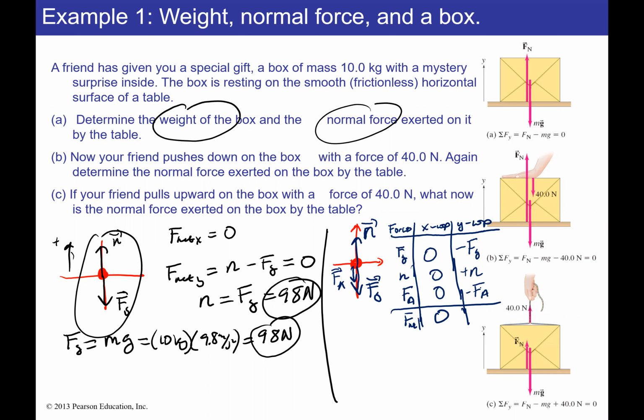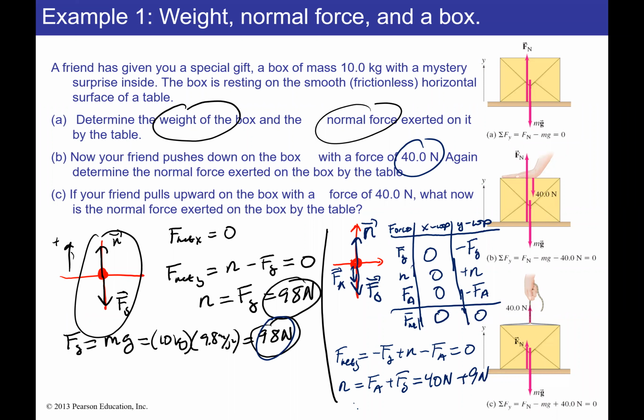But think about the box: if you're pushing the box and it's still not accelerating, that means net force is still 0. So F net in the y direction equals negative F of G plus normal force minus F of A equals 0. Now, what is the normal force? It equals F of A plus F of G. F of A we're given as 40 newtons, and F of G we calculated as 98 newtons. That means the normal force has increased to 138 newtons.